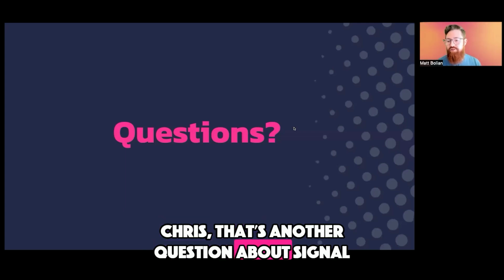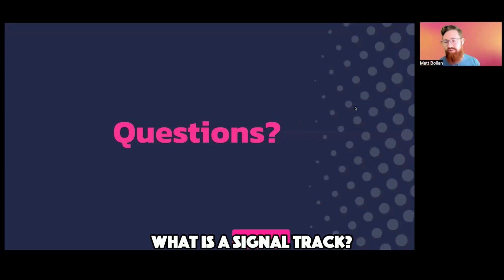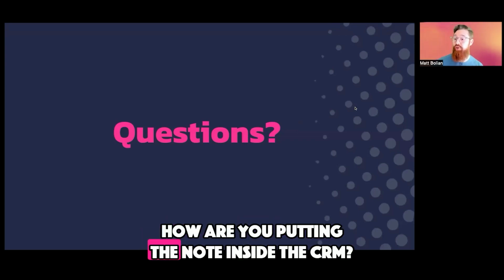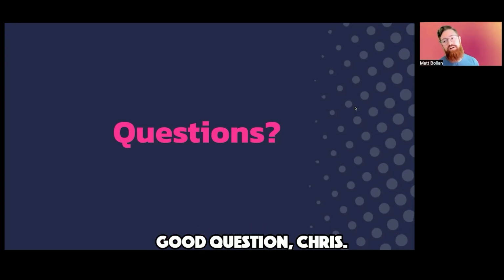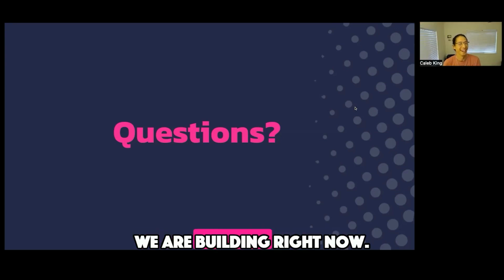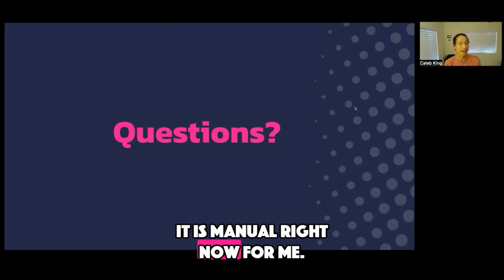Chris asked another question about signal tracking in CRM. So you have a tier 3. What is a signal track? How are you doing that? How are you putting the note inside the CRM? How do you know it's happening? That's part of this. Good question, Chris. We are building that right now. I don't have much to say. It is manual right now for me.